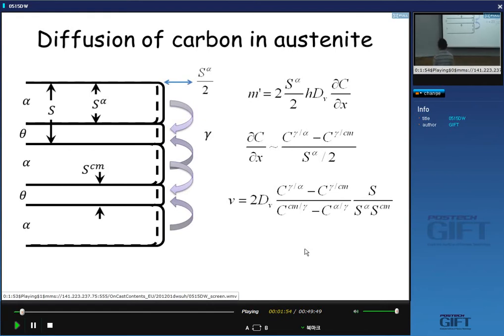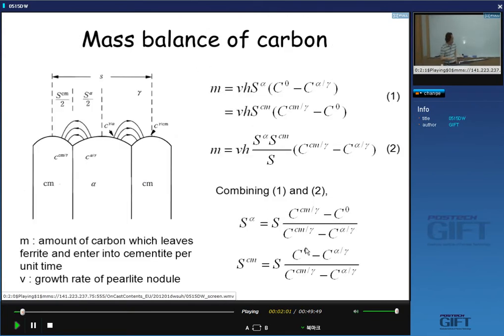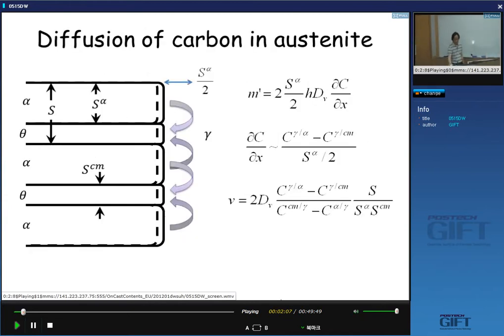Actually, when we determine the interlamellar spacing from the mass balance equation, we can evaluate the thickness of the ferrite and cementite. So the only thing we have to know is the carbon content in the austenite side and the carbon content in cementite and ferrite to evaluate the growth rate of the pearlite.